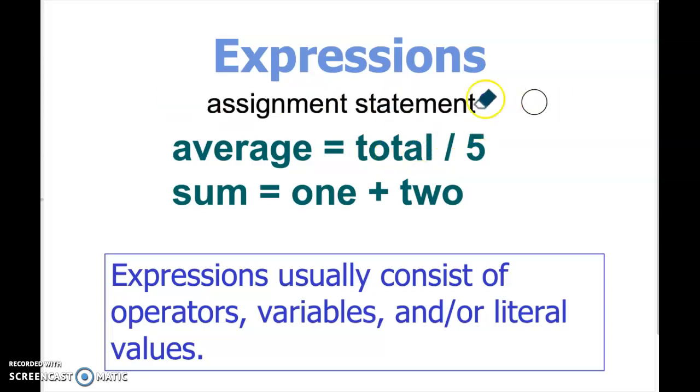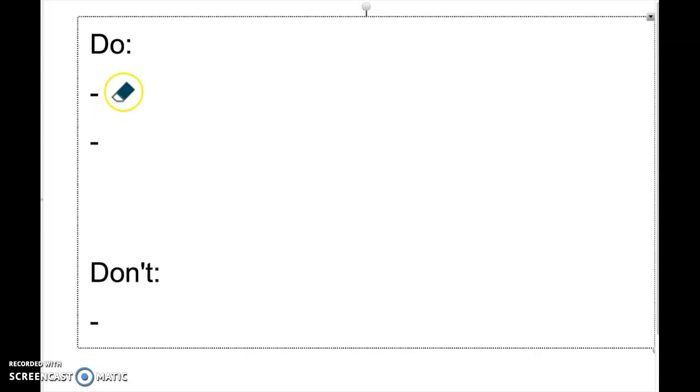This is what we call an assignment statement. An assignment statement has an equal sign, and the expression over here is being stored into, or assigned the value to, the variable on the left side. So the right always goes into the left. You always have one variable over on this side, equals, and then anything you want on the right side. All expressions usually consist of operators, variables, and/or literal values. A literal value being like the number 5 here, just a value floating around there, a number.